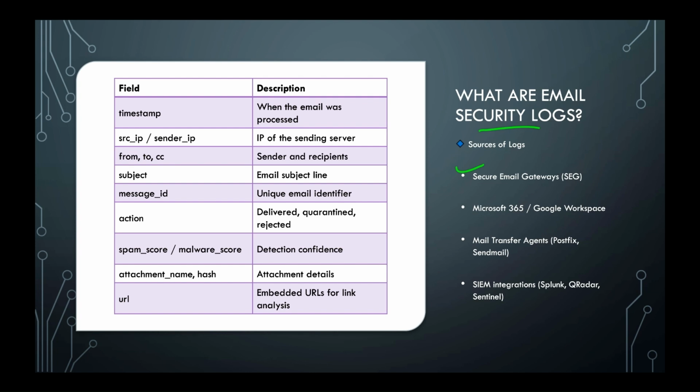For example, you might see an email from ceo@company.com, where you notice an extra N, with the action delivered, meaning it slipped through your filter. That's the red flag. And what do email security logs contain? They contain the timestamp, source IP, sender IP, from, to, CC, subject line, message ID, action, spam score, malware score, attachment name, has URL, etc. And here is the description so you can read it.